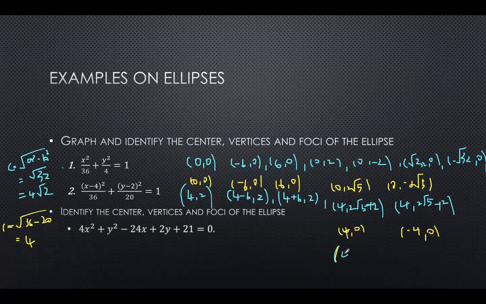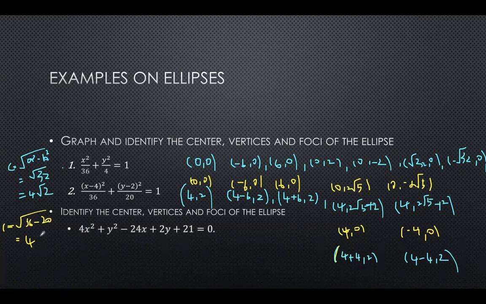So you have 4 plus 4 and 0 plus 2, and 4 minus 4, 0 plus 2. Okay. So far, so good. All right.